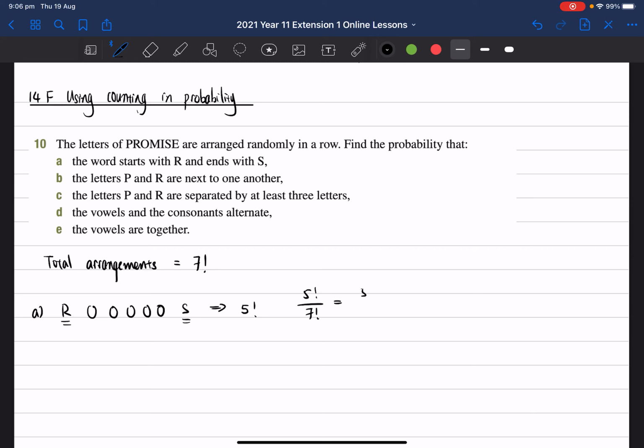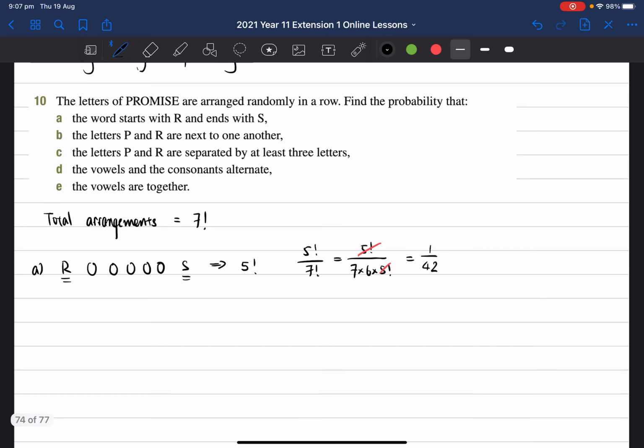So therefore that's 5 factorial over 7 times 6 times 5 factorial. And if you cancel these 2 out, the answer is pretty easy. It's 1 over 42 chances. Okay, so that's question A. Alright, so now for question B.